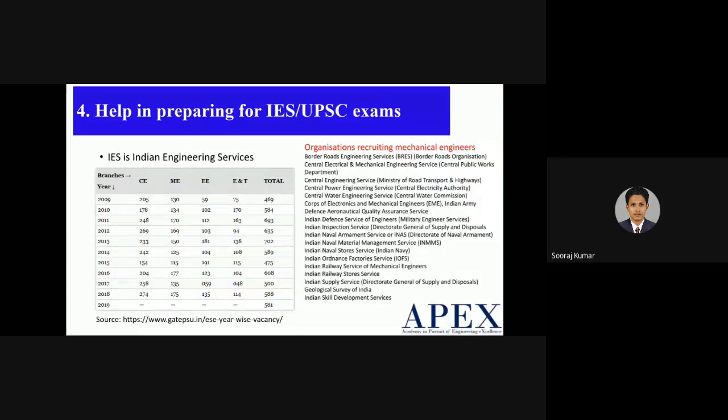This is something I have taken from one of the websites. They have given the vacancies for the Indian Engineering Service. What are the vacancies in different years they have given? 2019 is 581, but the cutoff is not there. In 2020 it has reduced a lot, let me tell you. So what is this? IAS is the Indian Administrative Service. This is the Indian Engineering Service.